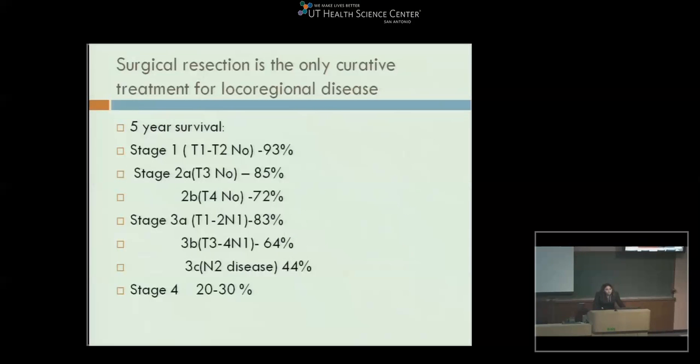What is important about colorectal cancer is really that surgical resection is pretty much the only chance for cure that our patients have. As you can see here, the 5-year survival, of course, starts pretty good at stage 1 with 93%, and then continues to decrease until you reach stage 4, which is metastatic disease, at 20 to 30%.